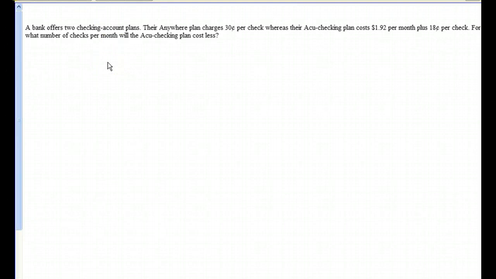Alright, last example I'm going to give you in this section. A bank offers 2 checking account plans. The Anywhere plan charges 30 cents per check, whereas the Accu checking plan costs $1.92 per month, but only 18 cents per check. For how many checks will the Accu plan cost less? So this 18 cents per check is cheaper than this 30 cents, but because of that upfront fee, it's going to take a while for this to start being cheaper.